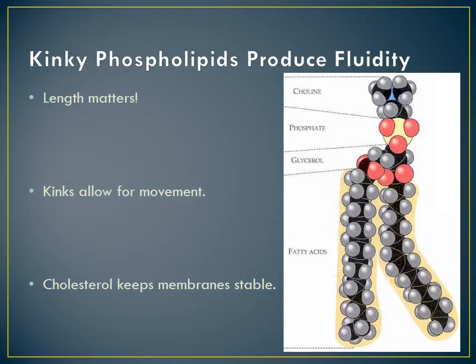Again, think of yourself in an elevator, but instead of having your arms down, now your arms are out like this, and you're sort of swinging around. Nobody's going to get near you. You have a lot more motion, a lot more fluidity. You can do more things. You can move around more. So the bigger the kink in the tail, the more fluidity you have. And finally, the amount of cholesterol present has an impact.